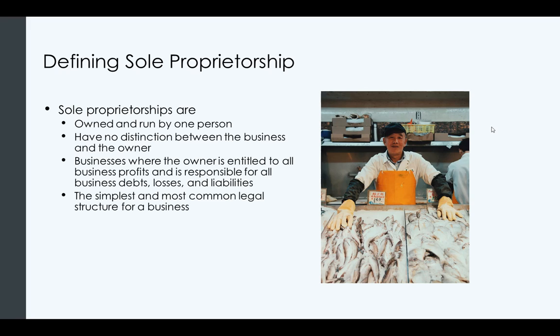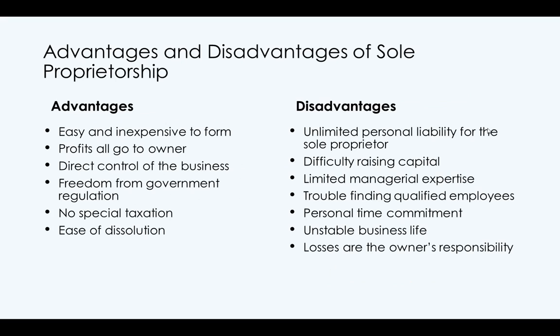He has all the liability if he gets sued. If he doesn't have proper insurance, that could spread to his own personal finances. And so he has complete liability. This is the simplest and most common legal structure for a business. And when we say simple, we mean that it's less complex and less complicated to set up than the other forms of organization. It's still a difficult business to run. It's still difficult to set up, but it's easier than the other ones that we'll talk about.